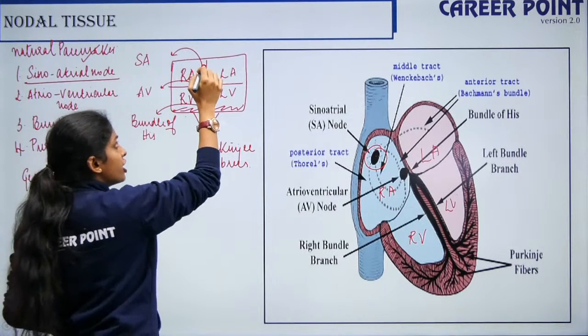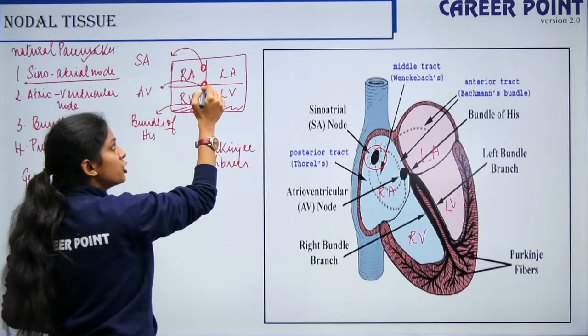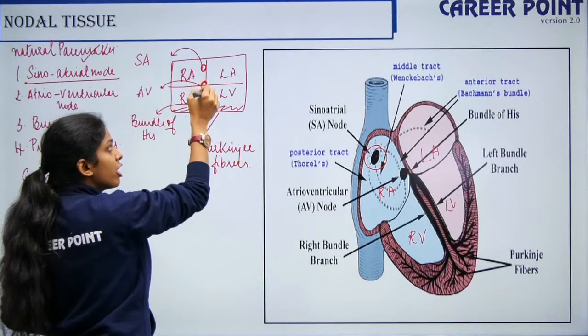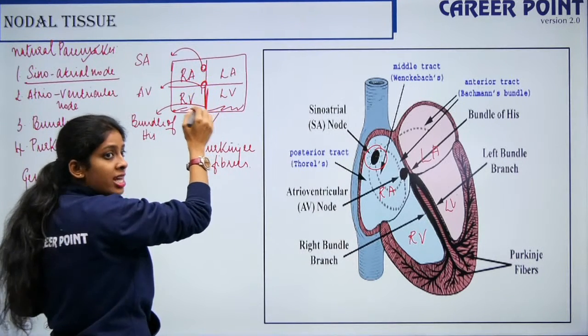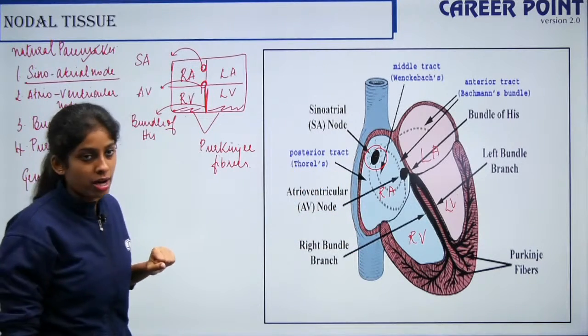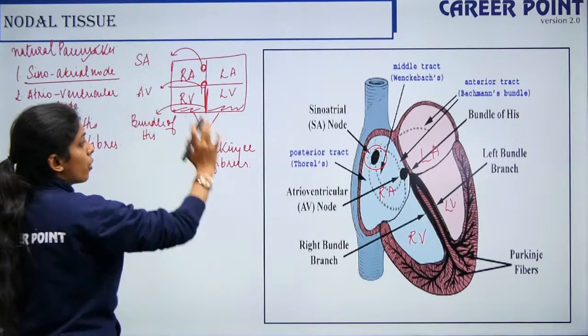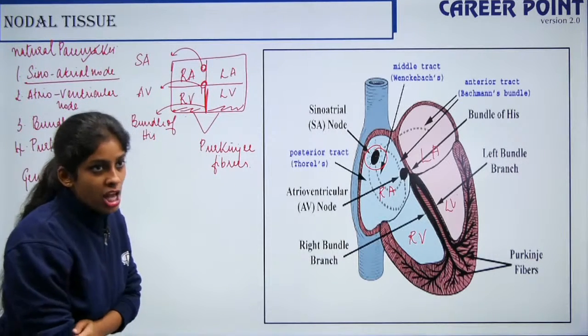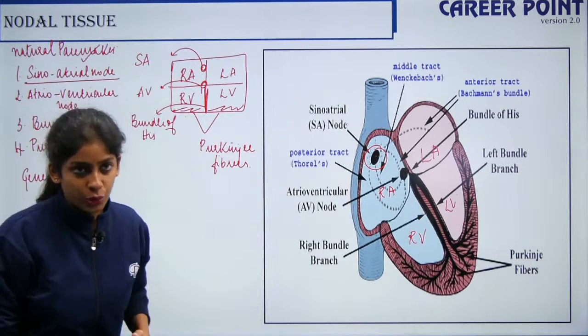So the SA node will initiate an action potential and pass it to the AV node. From the AV node, it passes through the bundle of His. Then from the bundle of His, it moves into the respective Purkinje fibers. So that is how this works. Clear? This is called nodal tissue.